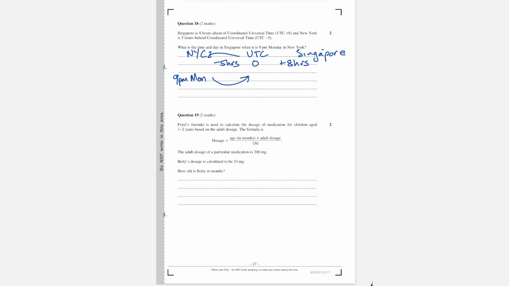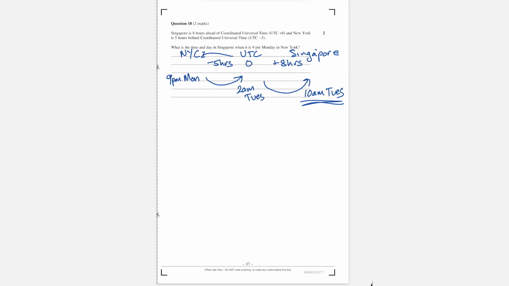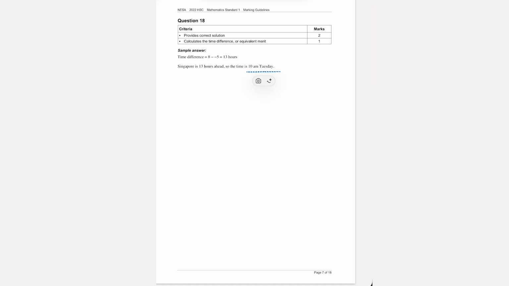So 9 p.m. plus 5 hours. If we plus 3 hours, we get to midnight, which is 12 a.m. And then plus another 2, and it's going to be 2 a.m. And that's going to be Tuesday, the next day in UTC. And then to get to Singapore time, we have to add another 8 hours here. So 2 a.m. plus 8 hours is going to be 10 a.m. on Tuesday in Singapore. So, yep, our answer is 10 a.m. Tuesday.